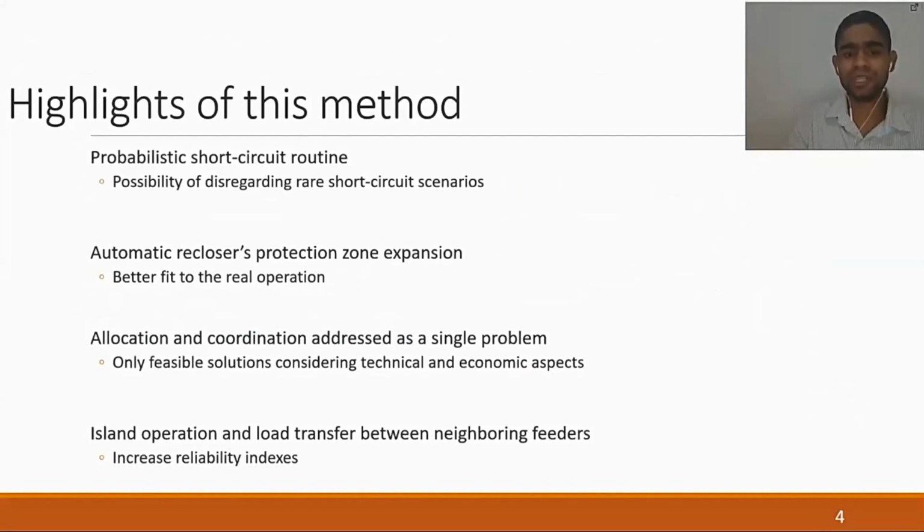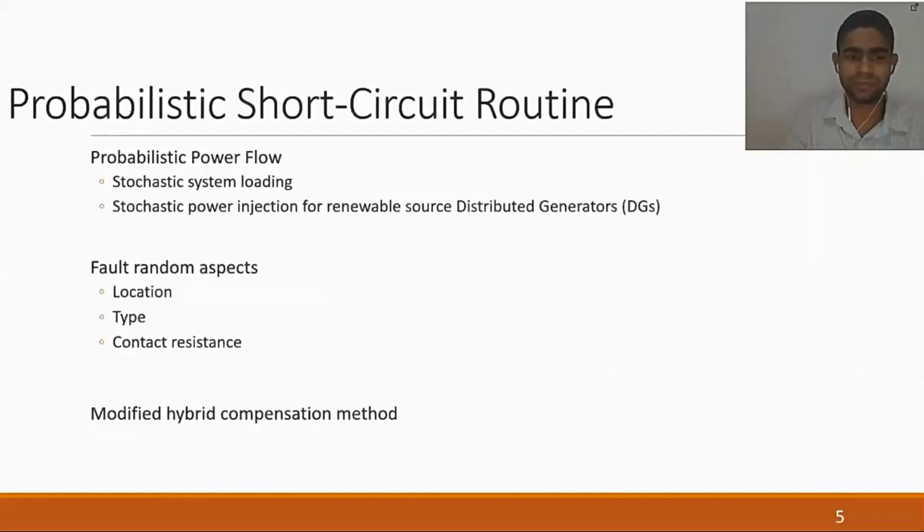We propose the expansion of the protection zone of the reclosers as a means to better represent the real operation of a distribution power system. We consider the allocation and the coordination as a single optimization problem, and we consider the operation of islands and the load transfer between neighboring feeders as a means to increase the reliability indexes.